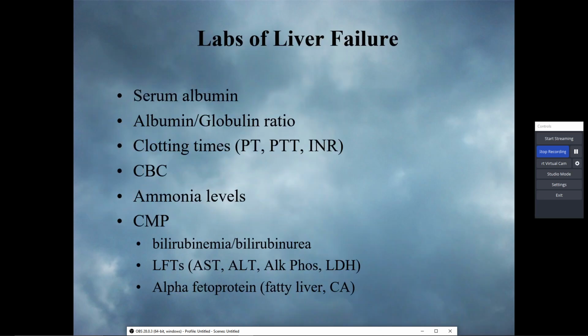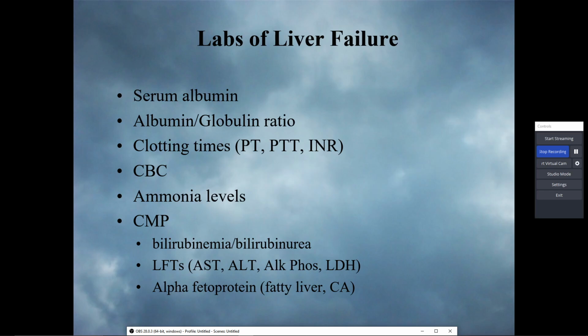Let's talk about labs. I want to know my albumin. I want to know my albumin globulin ratios. PTT, PT, INR. I want to know them. CBCs. Why? Because I'm specifically after my red blood cells, I'm specifically after hemoglobin, and I'm specifically after platelets. I want to know my ammonia levels as my liver fails. And then I want a CMP.